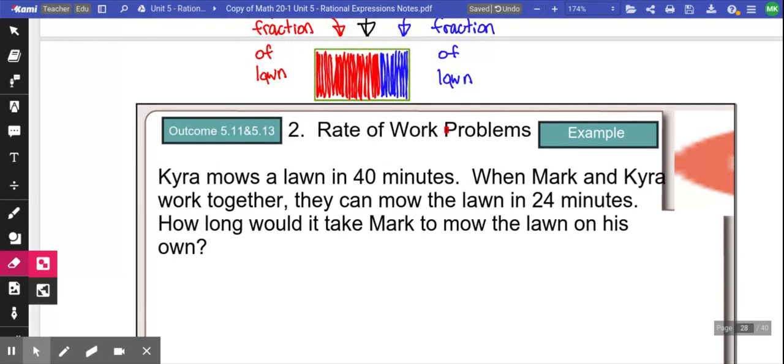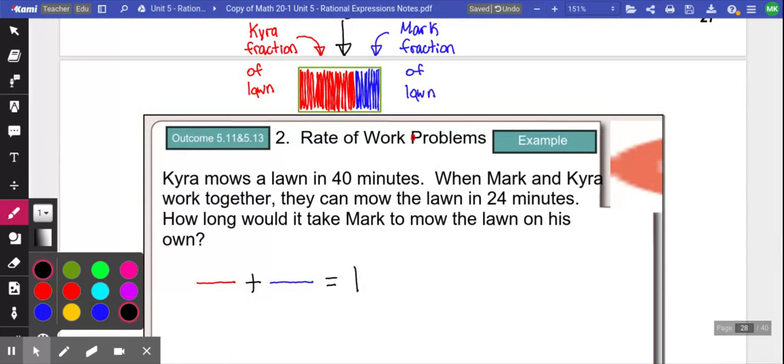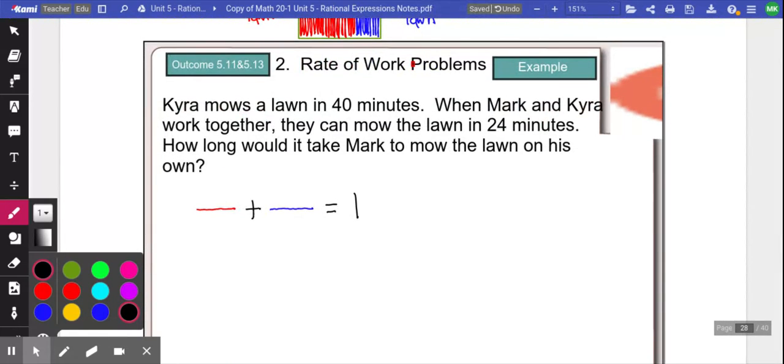We have to have a fraction, which will be Kyra's fraction, plus another fraction, which is Mark's fraction, and total, it will equal one job done. And all of our work problems will look like this. One person did a fraction of the job, another person did a fraction of the job, and together it was one job completed.